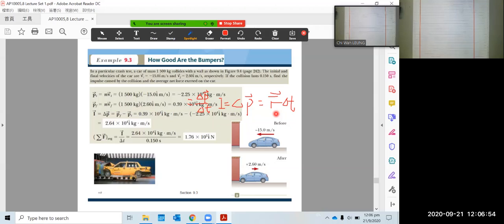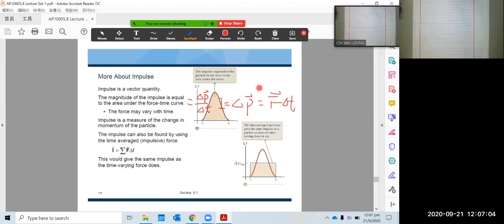Of course, in general, you do not have a constant force acting on the car to change its velocity. It would be more likely the situation in this page. Initially, there is no force, and then the force increases gradually until it comes to a maximum, and then it drops again. So the total contact time is Tf minus Ti, shown in this slide. The force keeps changing.